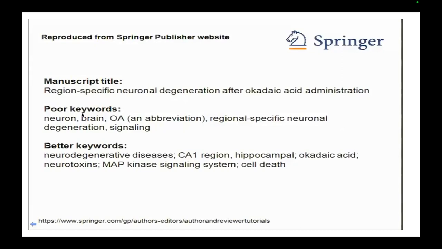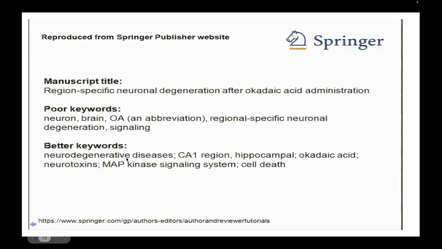So if you choose words like these: neuron, brain, ochiadic acid, and an abbreviation, because an abbreviation should not be there in either the title or the keywords. Region-specific, neuronal degradation, signaling, these are all there. Neuronal degradation is there. Signaling is a common word, it should not be included like that, because signaling is important. What signaling? It should be mentioned there. And neuron, brain, these are too much generalized. So you have to give some specific or better keywords.